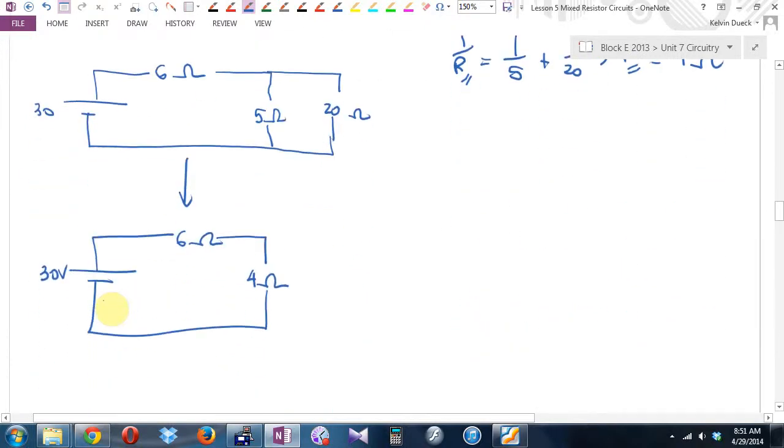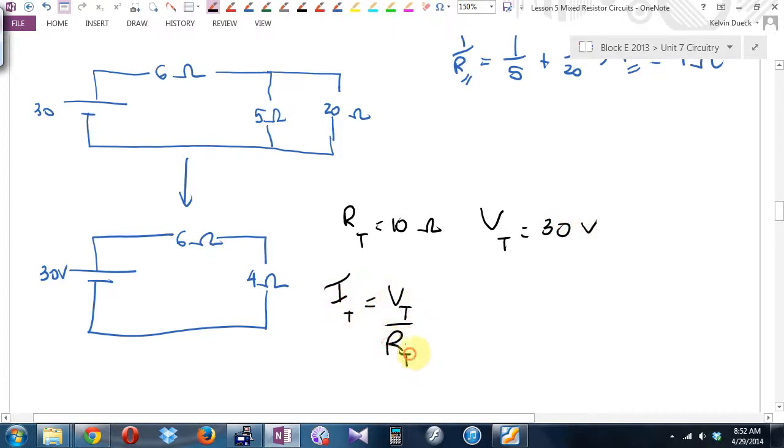Why is that so nice? What is our total, Kayvon? What is V total, Kayvon? And I know that total current is going to be total voltage divided by total resistance. Hey, Kayvon, in your head, what's the total current? 3. Nice.